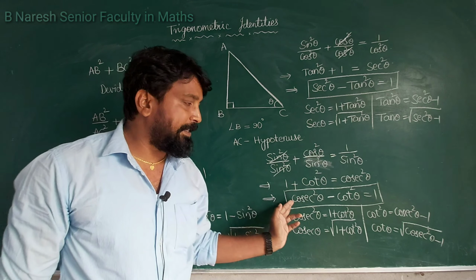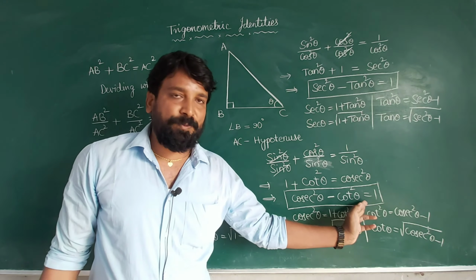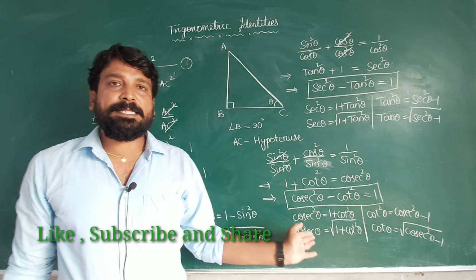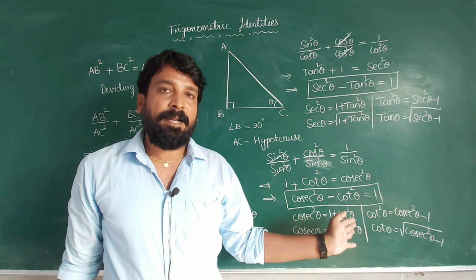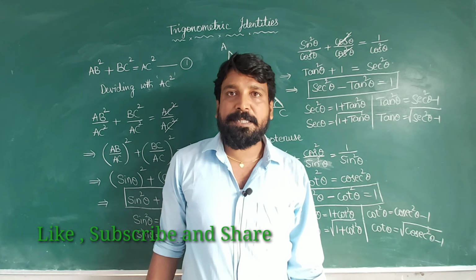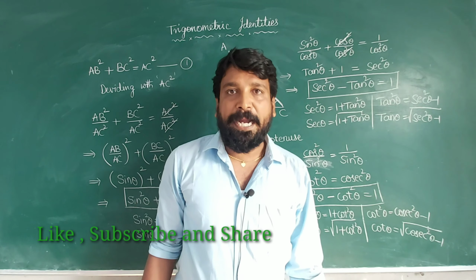In a similar way, the third trigonometric identity is cosec square theta minus cot square theta is equal to 1, and cosec square theta is equal to 1 plus cot square theta. Cosec theta is equal to square root of 1 plus cot square theta, and cot square theta is equal to cosec square theta minus 1, and cot theta is equal to square root of cosec square theta minus 1. These are the trigonometric identities.